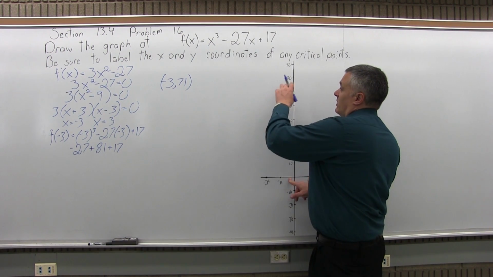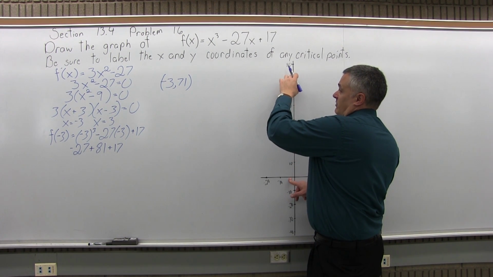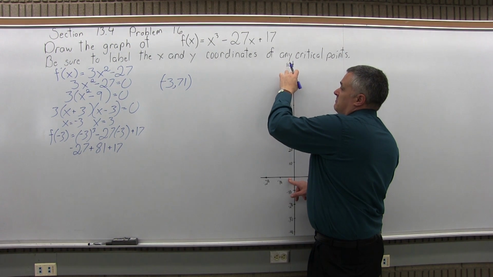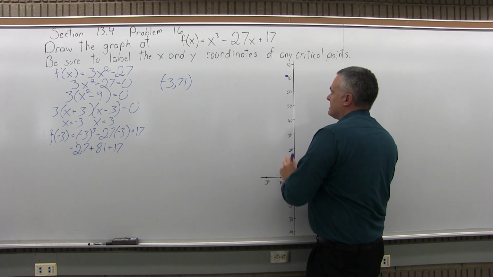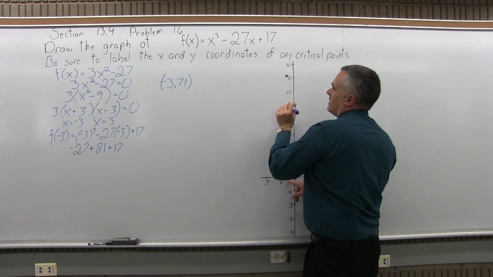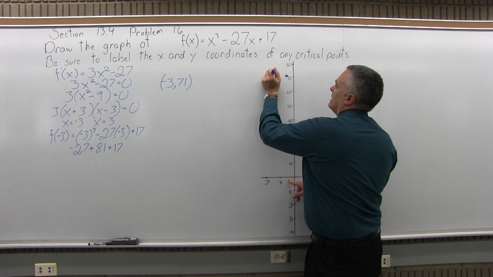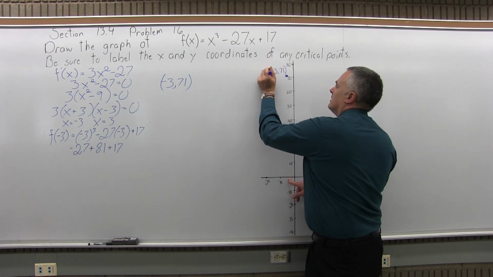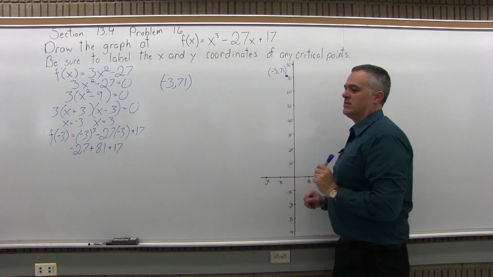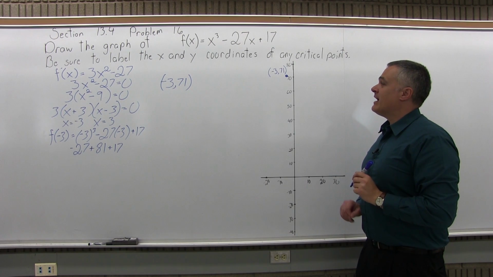Positive 71 I also don't have exactly on my number scale. I have positive 70, so 71 is a tiny bit higher. If I put a dot about here, that looks like it's about over 3, up 71 based on the number scale I have. Negative 3 for the x, oops, I should say negative 3 for the x, positive 71 for the y. That gives me a critical point. Now that's one of them.